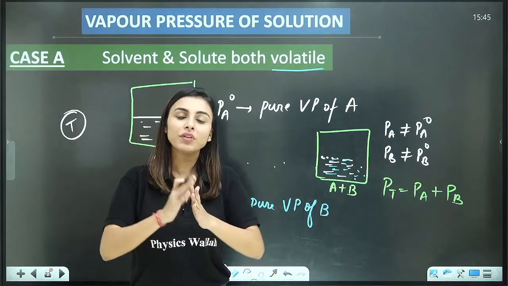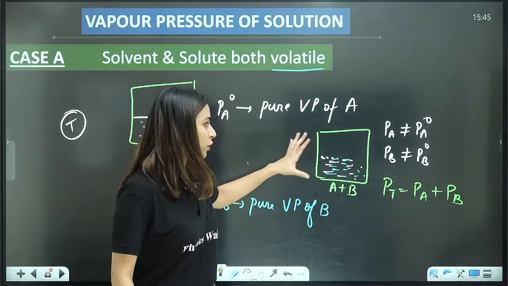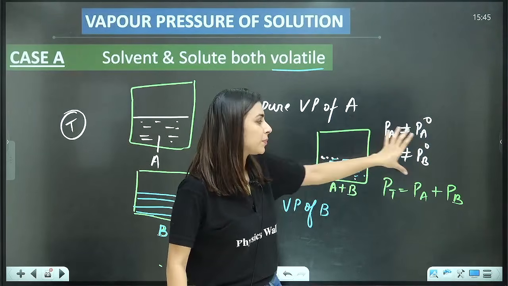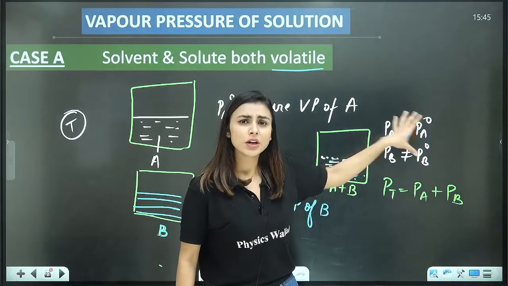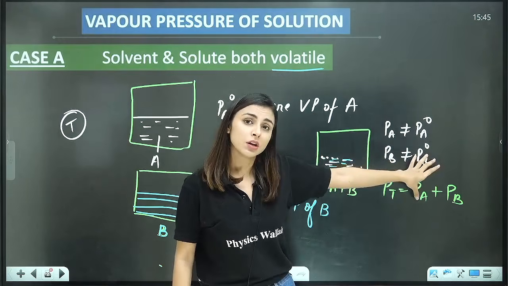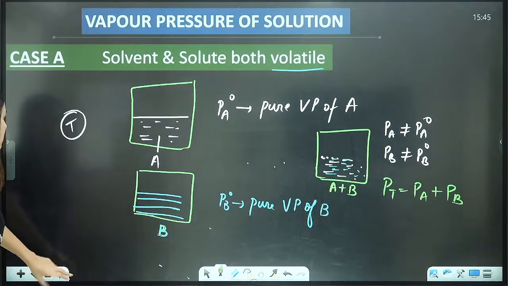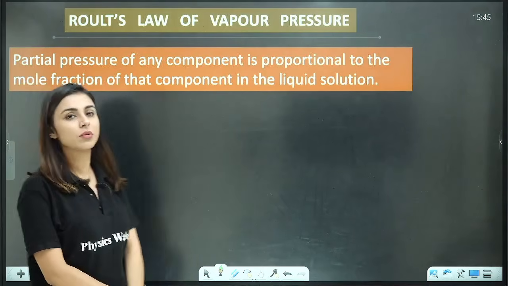Now we are going to go further. I hope you understand this part, why PA is not equal to PA naught, and why PB is not equal to PB naught. Perfect. Now let us move forward. What are we going to discuss further? Now we are going to talk about Raoult's law.